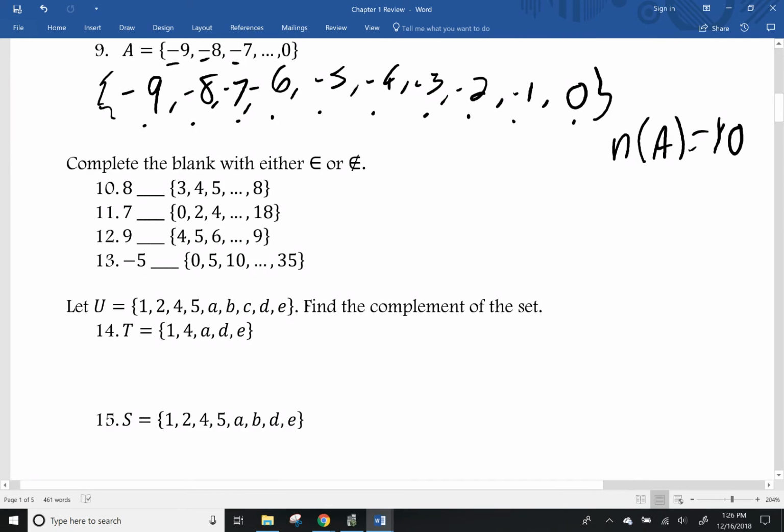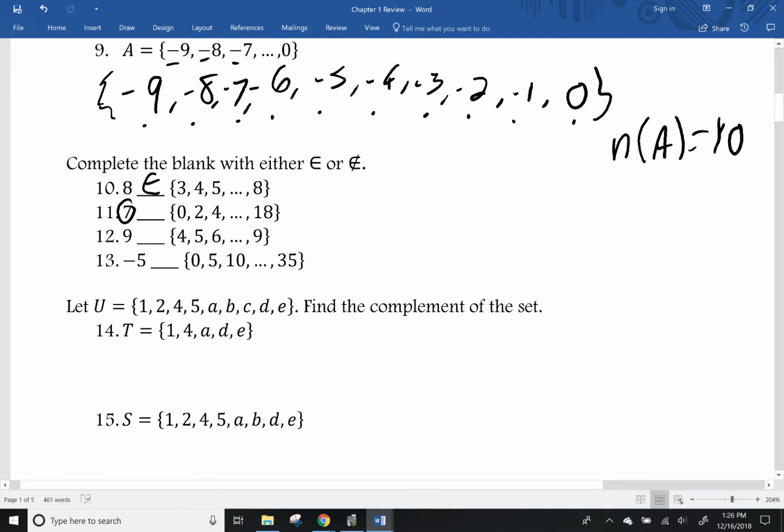So complete the blank with either an E or an E with a line through it. This indicates element or not element. Basically, this one means it's in the set, or this one means it is not in the set. So for number 10, we're looking at 8, and I'm basically wondering, is 8 in this set? And as you can see, it's right there. So yes, it is in that set, so you would label it with an E.